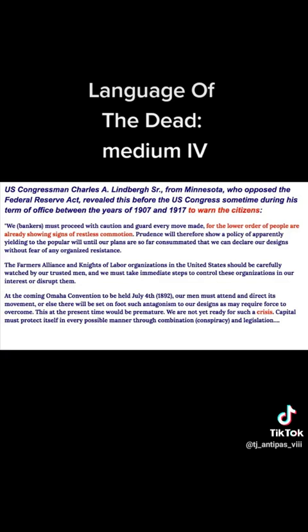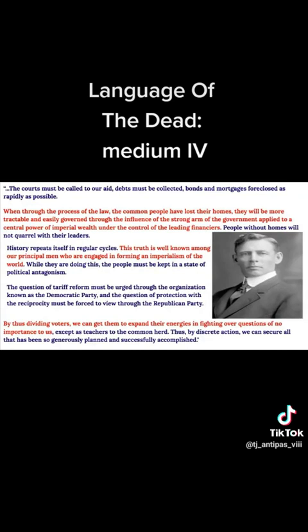Capital must protect itself in every possible manner through combination, conspiracy, and legislation. The courts must be called to our aid. Debts must be collected, bonds and mortgages foreclosed as rapidly as possible. When through the process of the law the common people have lost their homes, they will be more tractable and easily governed through the influence of the strong arm of the government applied to all central power and imperial wealth under the control of the leading financiers. People without homes will not quarrel with their leaders.